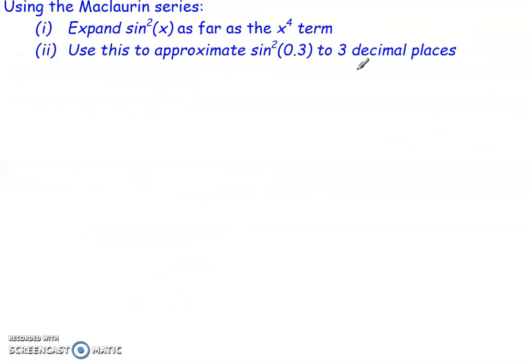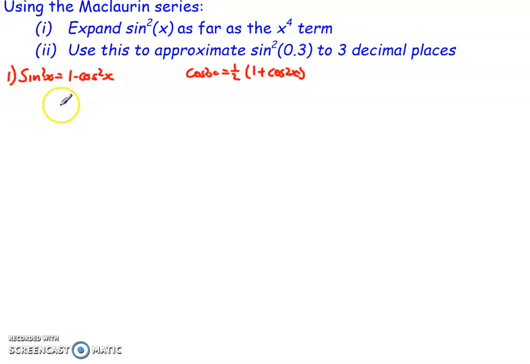Second question was I want to use the Maclaurin series firstly to expand sine squared of x as far as the x to the power of 4 term, and then I want to use this to approximate sine squared of 0.3 to 3 decimal places. So first one, I'm going to expand sine squared x. Now, taking derivatives of sine squared x is a little bit complex, so I'm going to rewrite it as 1 minus cos squared x. Because one thing I can remember is that cos squared x is equal to a half bracket 1 plus cos 2x. And if I substitute that in, I can take derivatives of that.